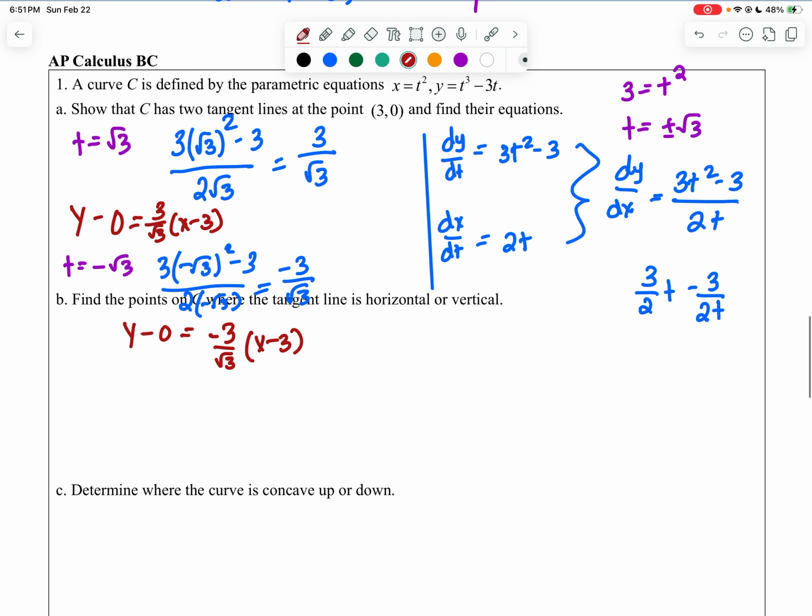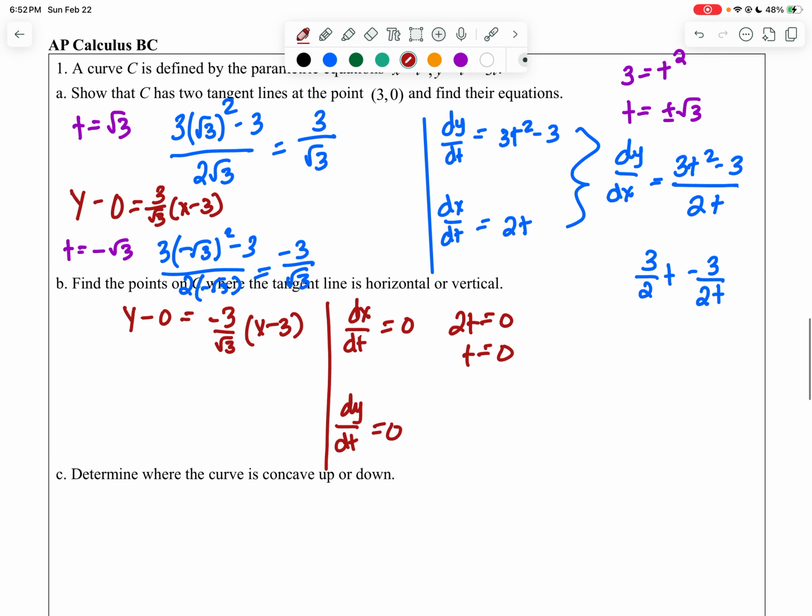All right, for part B, it's asking us to find the points where the tangent line is horizontal or vertical. So remember that a vertical tangent line means that dx/dt is equal to 0, granted that dy/dt cannot be 0. So we are looking at that. So for a vertical tangent line, that's going to be 2t is equal to 0, t is equal to 0. I'm not going to find the points just yet because I also need to verify that dy/dt is not 0. So this would be 3t squared minus 3 is equal to 0. 3t squared is equal to 3. t squared is equal to 1. t is equal to negative 1, positive 1.